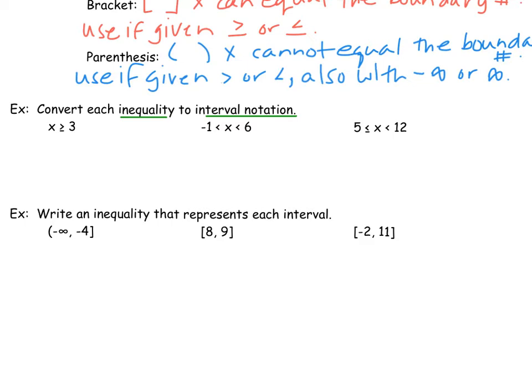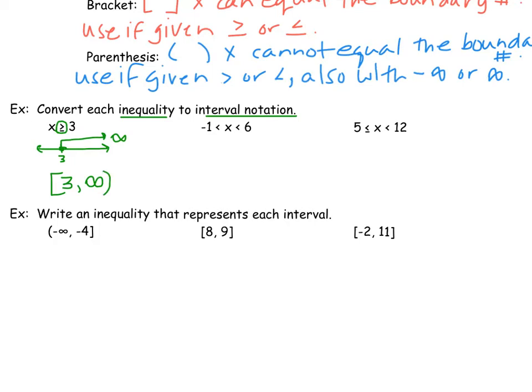Now, on a number line, 3 is your only boundary. And if the arrow points to the right, we would have a closed dot, and our arrow would point to the right towards positive infinity. To write it in interval notation, because it's greater than or equal to, we use a bracket where the 3 is, and that means it can equal 3. But as it goes to the right, it's approaching infinity on the right-hand side, and anytime we have infinity, we use a parenthesis. Let's try the next one.